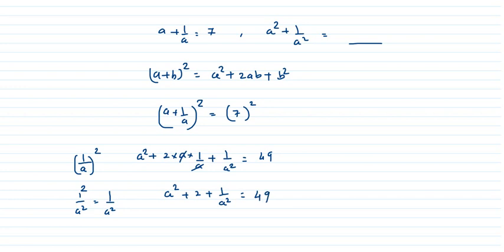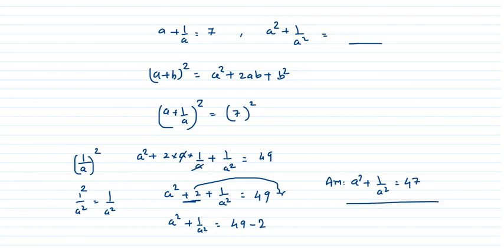Now what is the value required? a square plus 1 upon a square. This is there already, but 2 is there. So I want to remove the 2. Where will 2 go? This is a plus sign, so it will go to the other side and become minus. So a square plus 1 upon a square is equal to 49 minus 2. So now what is your answer? a square plus 1 upon a square is equal to 47. That's it. This is very easy again. It's very simple. You can do it.